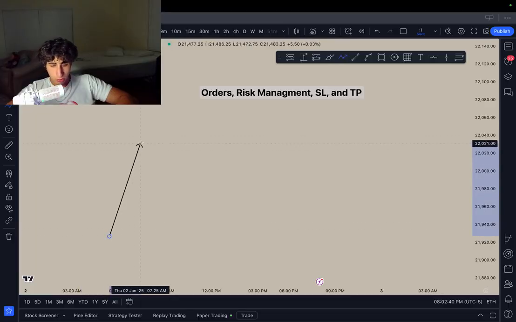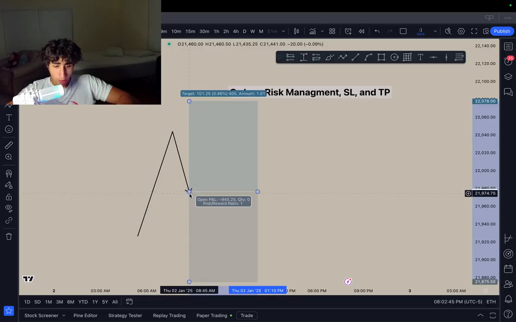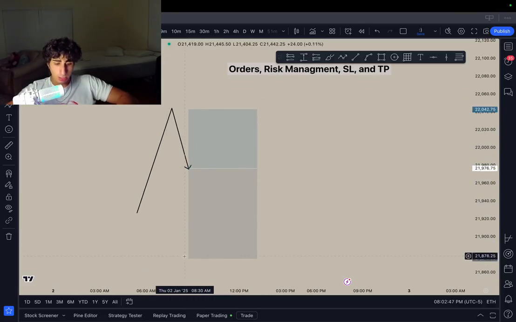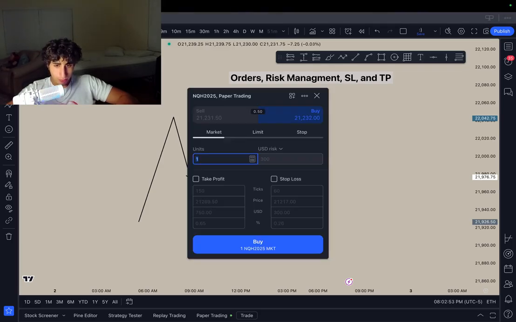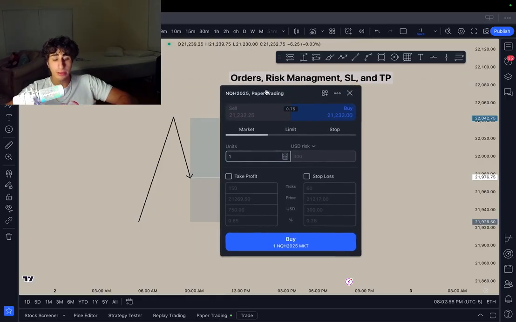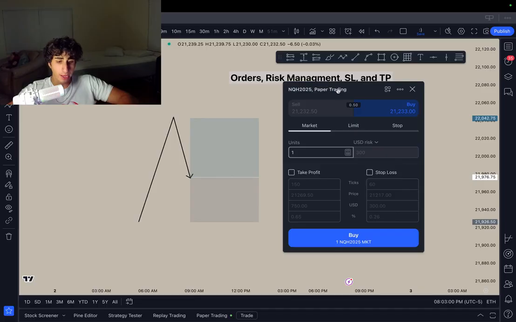So let's say you are trading the stock market, and you believe that it is going to go higher. You believe that we're going to keep going higher. So you can actually enter into a buy position, and you click your little buy button right here, and you'll see we have two things. We have either sell or buy. So I think that the market is going to go up, so I'm going to go in for a buy.